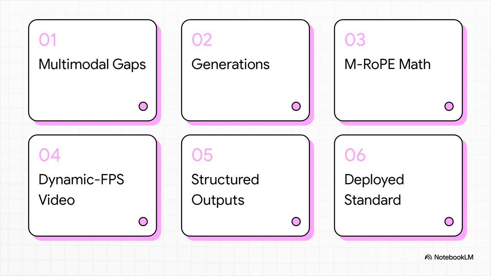Here is our roadmap for the explainer. First, we'll identify the 3 multimodal gaps. Second, we'll look at the generational evolution. Third, we're unpacking the M-ROPE math. Fourth, mastering dynamic FPS video. Fifth, structured agent outputs. And finally, deploying the standard.